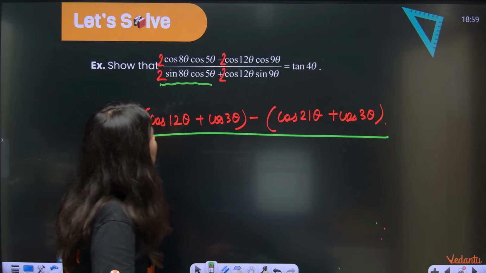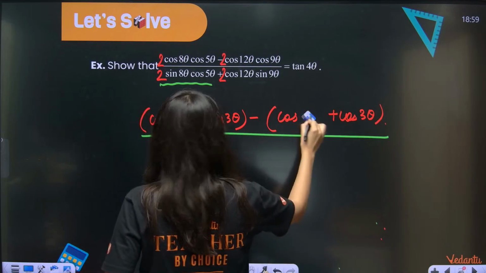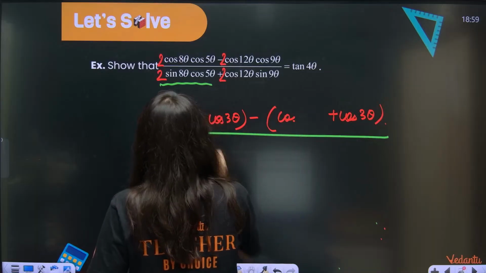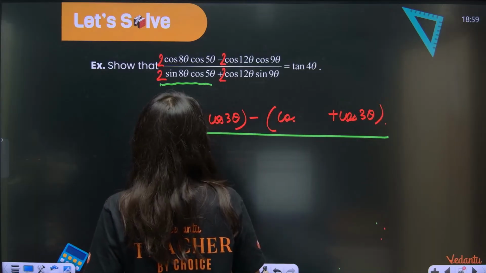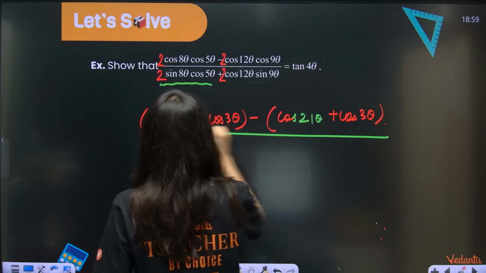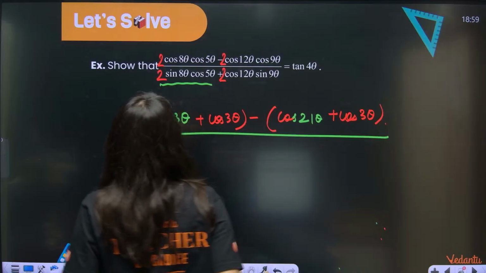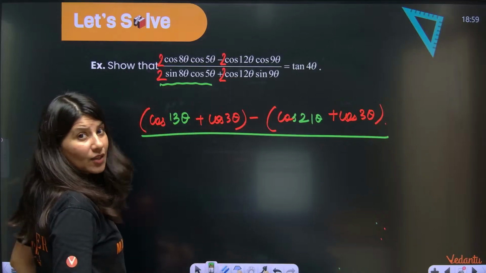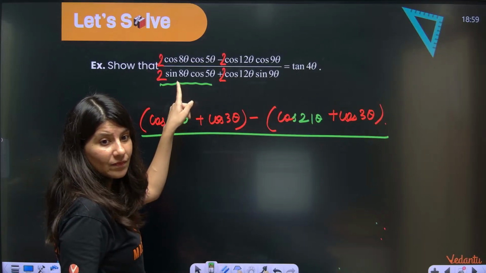Acha, 12 plus 9 theta is 21, right? Or 8 plus 5 is also 13. Okay. Hold on. This is 21. And this is actually 13. Oops. Now 2 sin A cos B. Which formula? Tell me.